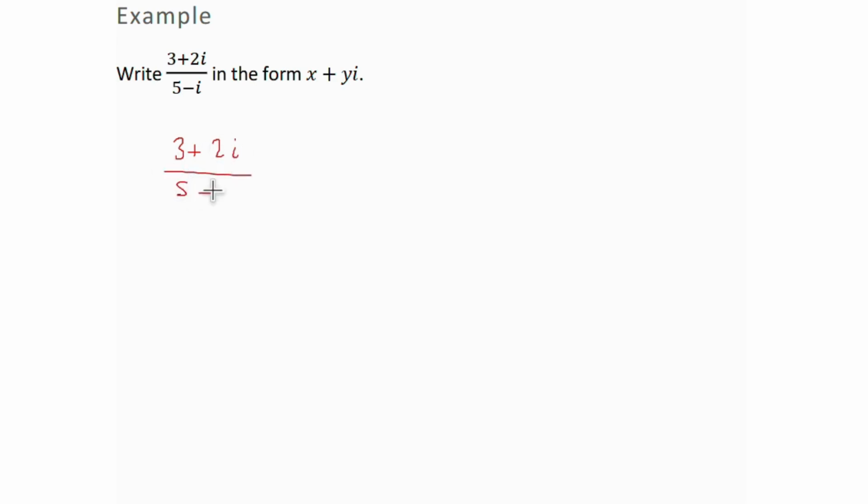We're going to multiply by a fraction, which is actually equal to 1, in order to realize, complexify the denominator. And the fraction we're going to use is 5 plus i over 5 plus i. Now this whole fraction here is the same as multiplying by 1, so we're not changing the value of anything here, but we are changing the form.